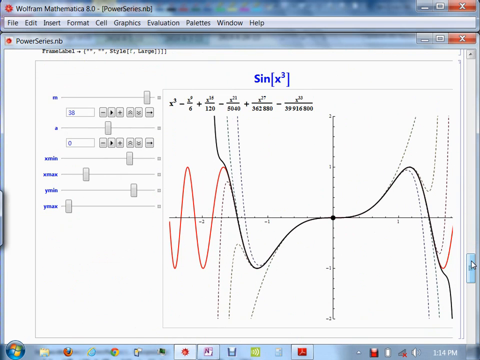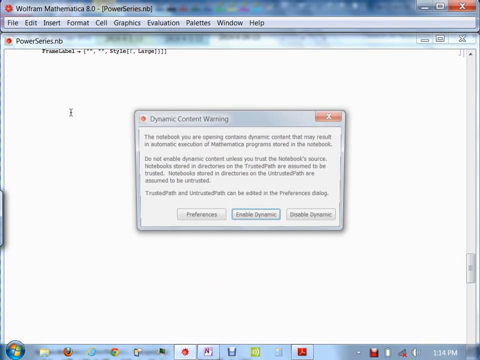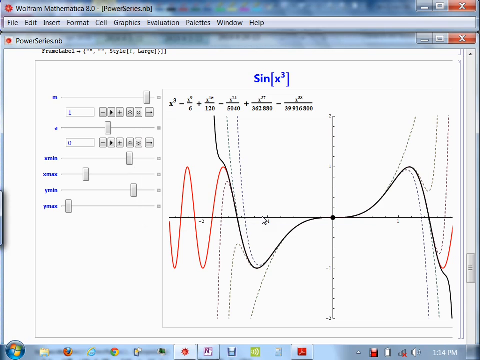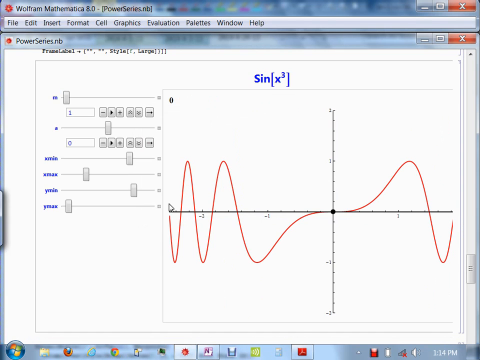Sine cubed x. Another example of a function that you cannot integrate. You cannot integrate this function with any method we've ever learned. There's the function right there. Here's the power series expansion.